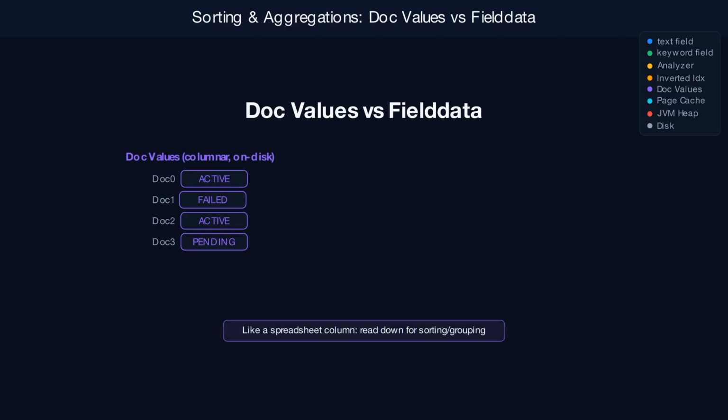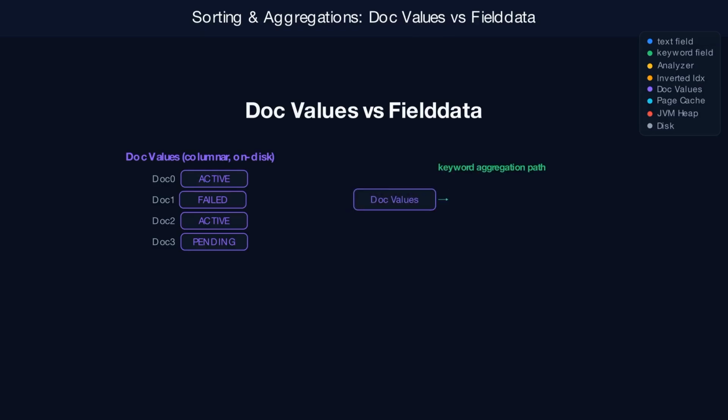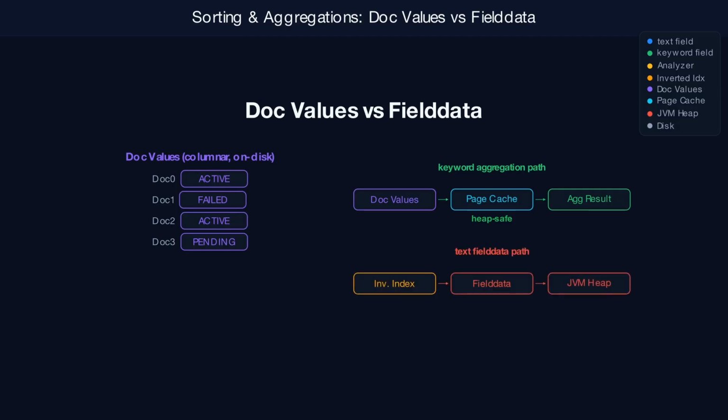Think of doc values like a spreadsheet column. Document 0 has value A, document 1 has value B, document 2 has value A again. Reading down this column is very fast for sorting and grouping. Keyword fields have doc values enabled by default. They are stored on disk in Lucene segment files and accessed through the operating system's page cache. This means aggregations on keyword fields read data from disk-friendly columnar structures, often cached in RAM by the OS, without consuming JVM heap. Text fields tell a different story.